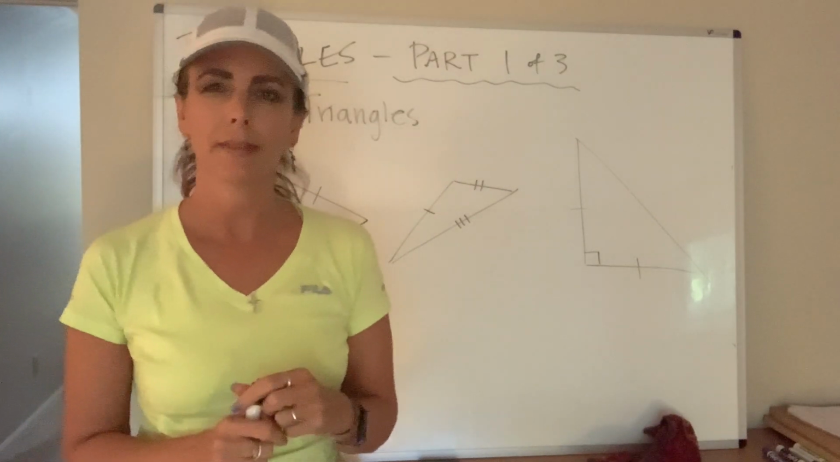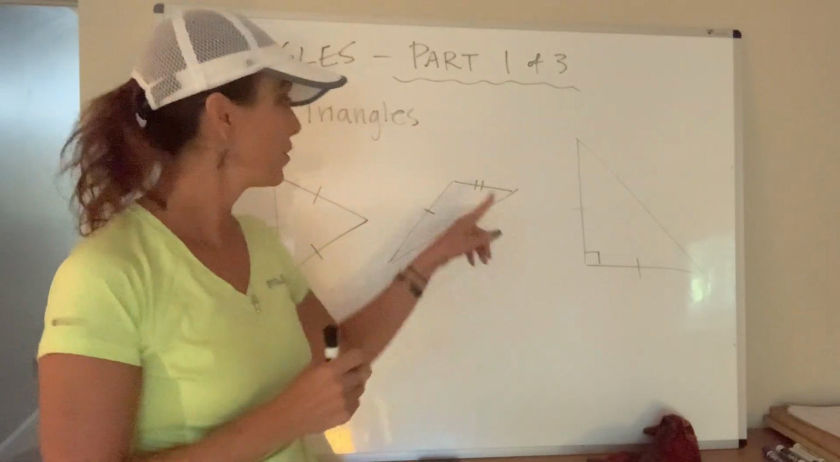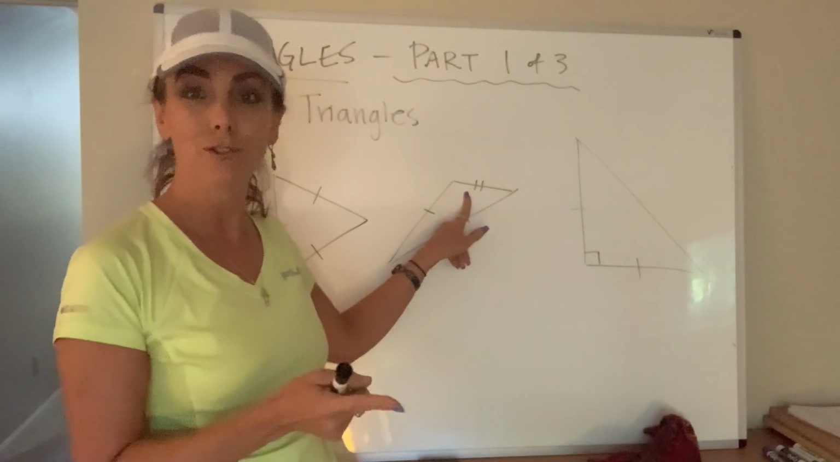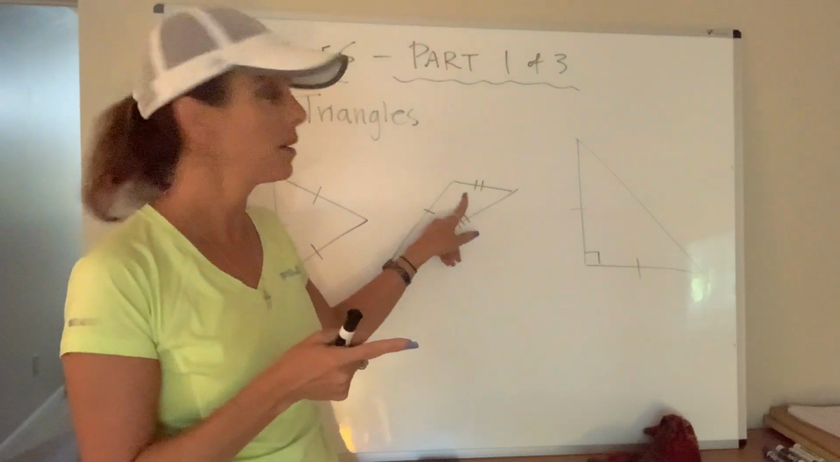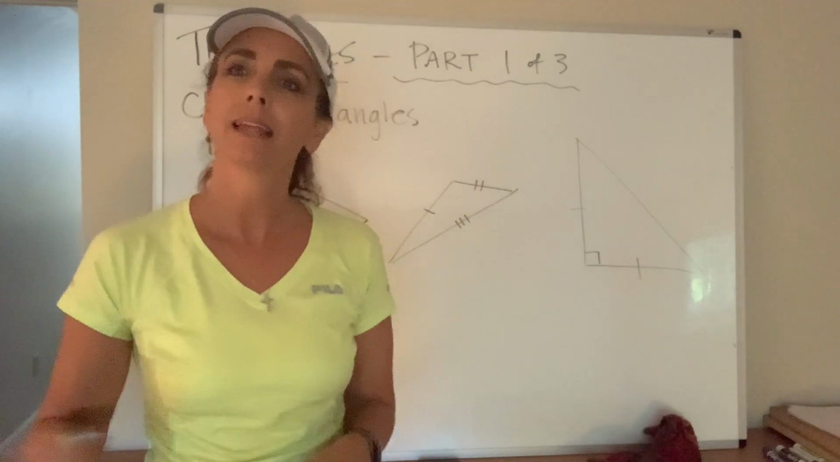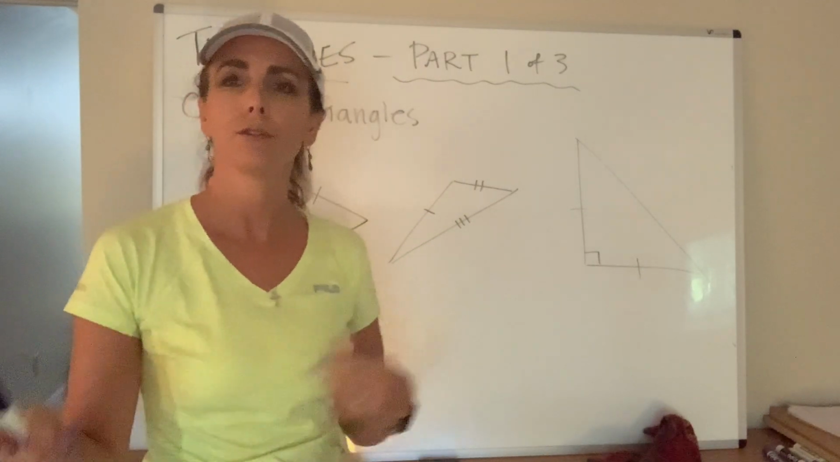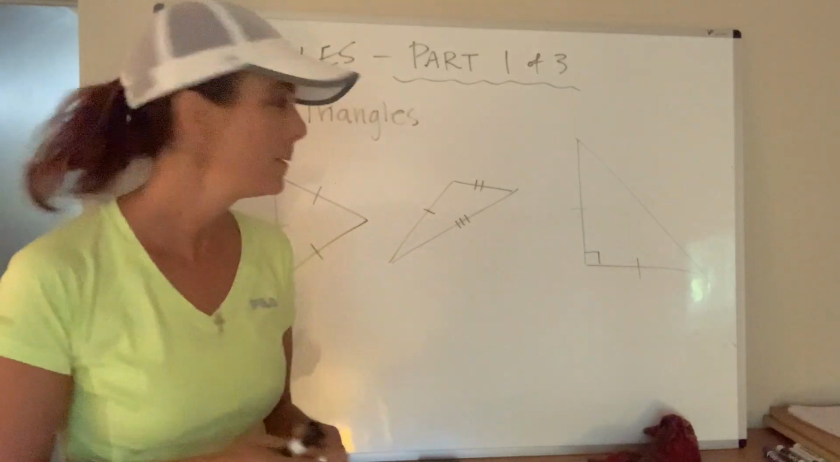Next, how about this one? Think about the angles. Are they all three acute? Hopefully you notice that this one is not. It's an obtuse triangle, because it has an obtuse angle here, and all three sides are different. So that means it's scalene obtuse or obtuse scalene, and it doesn't matter which order you put those adjectives.